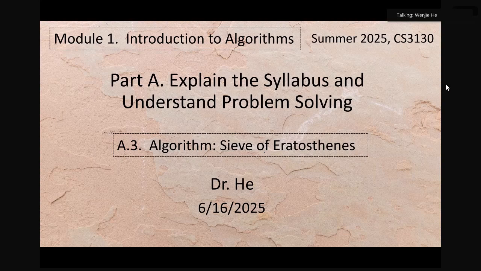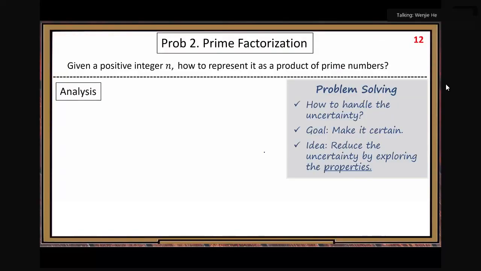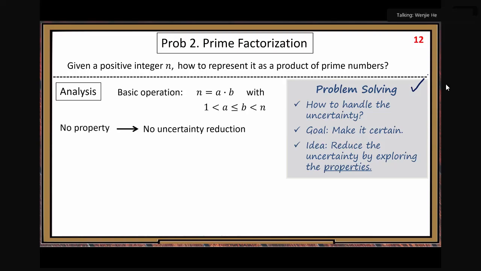So this algorithm, very old one, simple old one and very famous, sieve of Eratosthenes. All right, let's look at this algorithm. So here, still, I copy the uncertainty thing here. Still, we look at the basic operation here. And we want to reduce the uncertainty. We try to find some properties to reduce uncertainty.